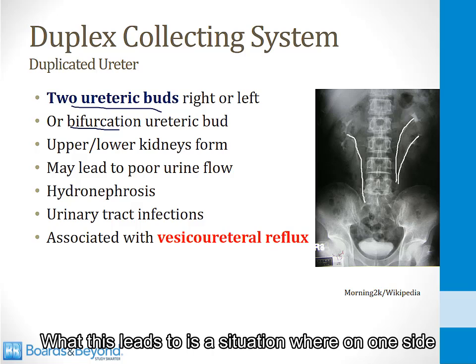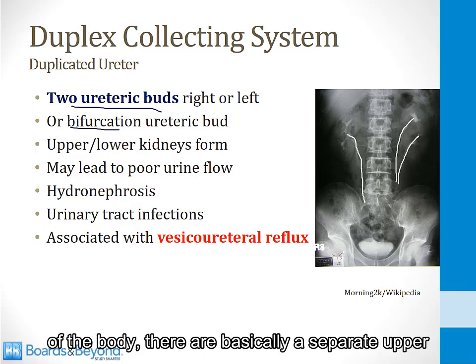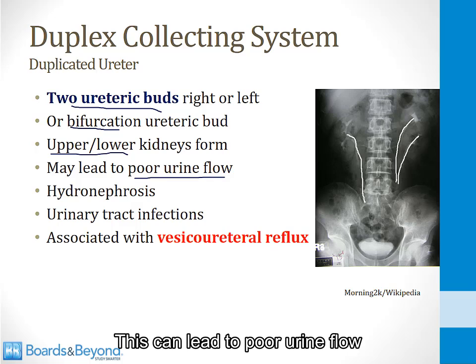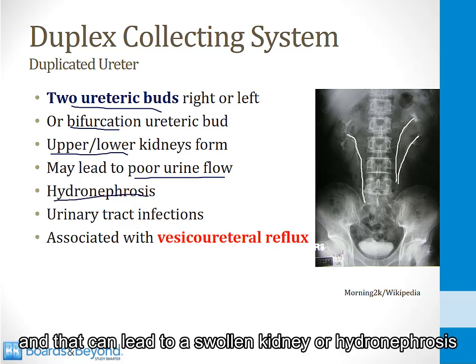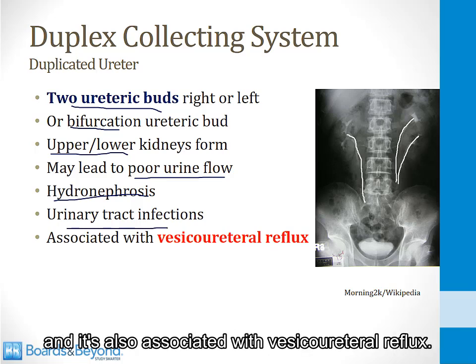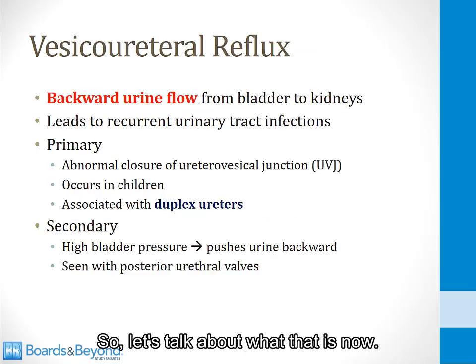What this leads to is a situation where on one side of the body there are basically a separate upper and lower kidney, each with their own drainage system. This can lead to poor urine flow, and that can lead to a swollen kidney or hydronephrosis that also can increase the risk of urinary tract infections, and it's also associated with vesicoureteral reflux. So let's talk about what that is now.